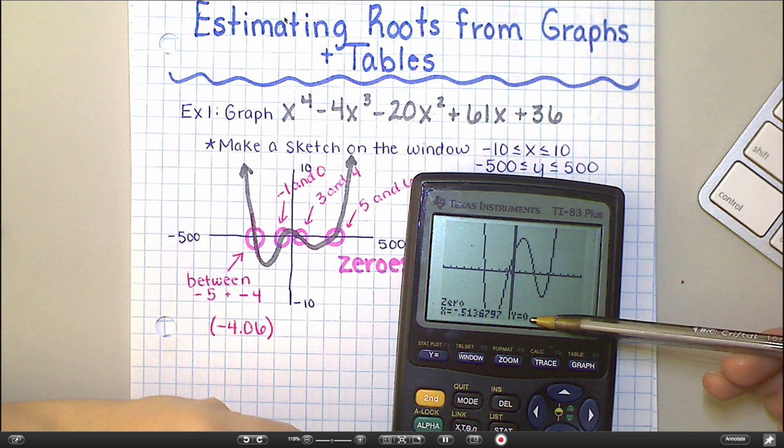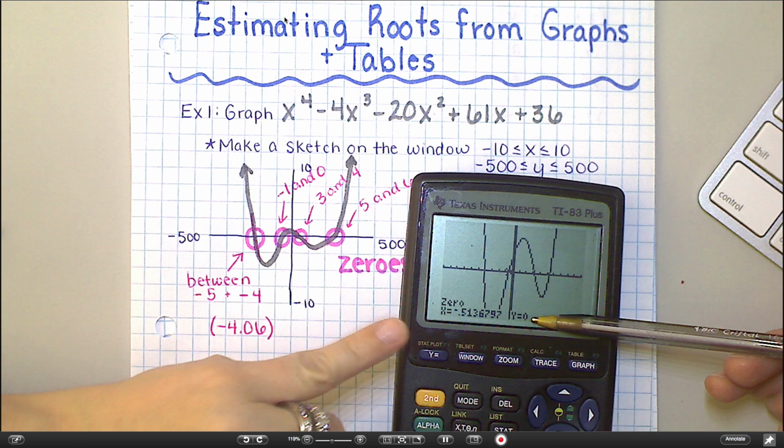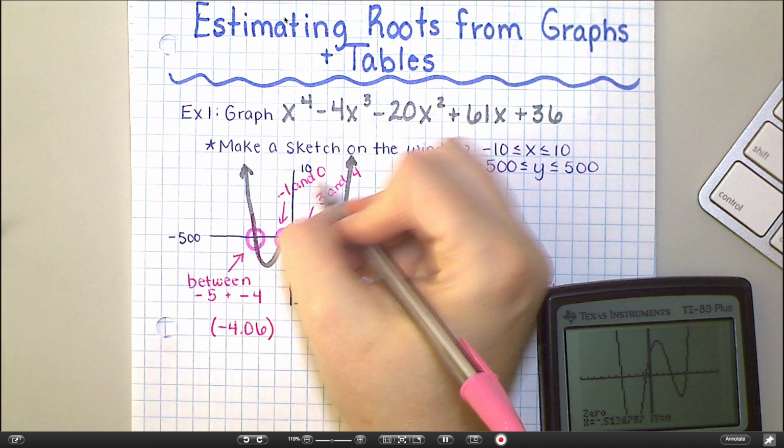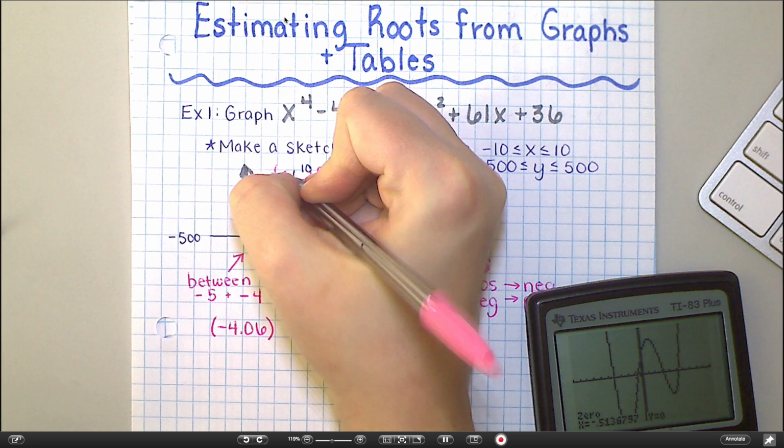And again, that time the y value is exactly 0, which is really what we want, okay? But your calculator sometimes is just a teeny smidge off. Probably won't make a difference. And that zero is at -0.51. That would be this one that's between -1 and 0. That one is at -0.51.